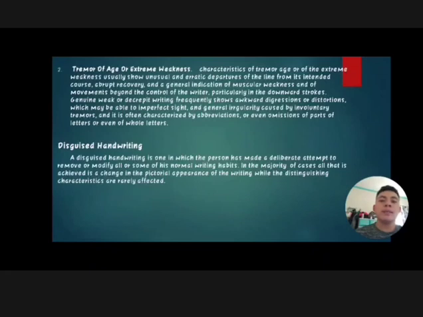Disguised handwriting. A disguised handwriting is one in which the person has made a deliberate attempt to remove or modify all or some of his normal writing habits.